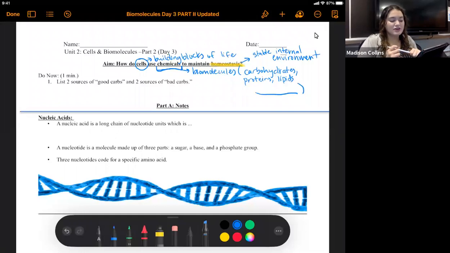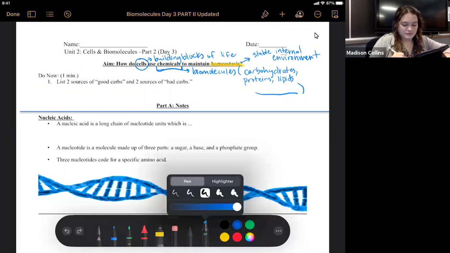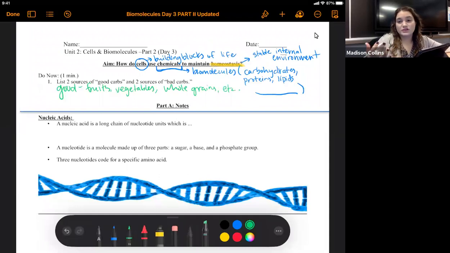List 2 sources of good carbs and 2 sources of bad carbs. Go ahead and pause this video and answer that question. Remember that carbs are what give us energy, so keep that in mind. Some good carbs you may have thought of are things like fruits, vegetables, whole grains. You could have thought of more, but those are just 3 examples of good carbs.